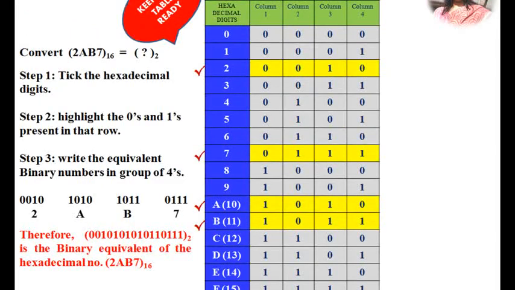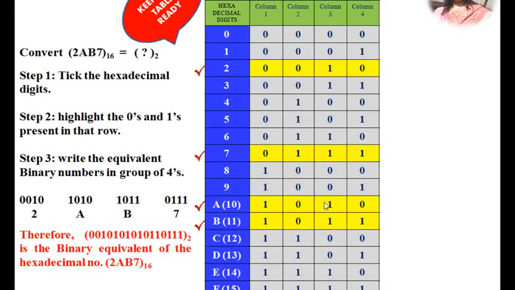Now let us convert 2AB7, which is a hexadecimal number, to a binary number. Keep the table ready that you have learnt already. The first step is tick the hexadecimal digits. The hexadecimal digits given here is 2AB7. In the hexadecimal digit column, tick them. The second step would be to highlight the zeros and ones present in that row.